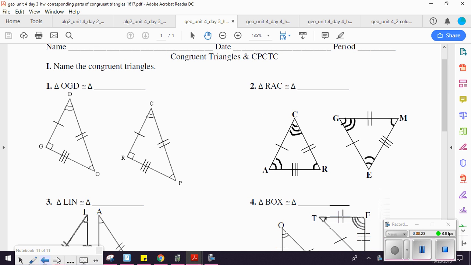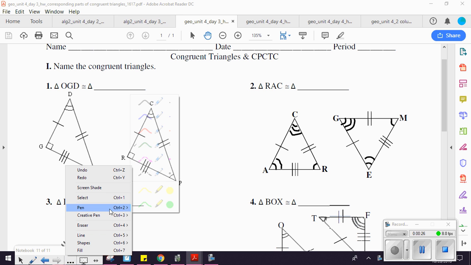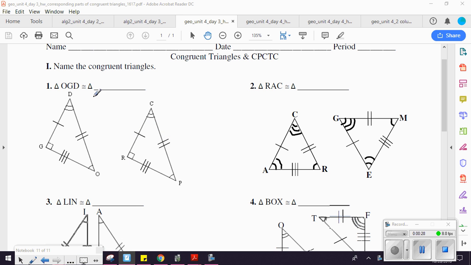So as you look at the triangles, you can see that angle O and angle P have the same marking, so they should be in the same position. Angle G and angle R have the same marking, so they should be in the same position. So lastly, it would be D with C. So triangle PRC. And yes, order matters.